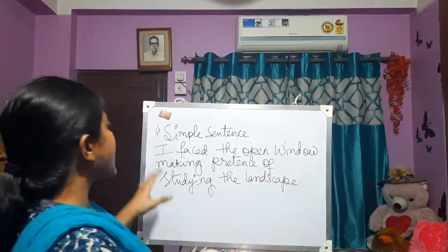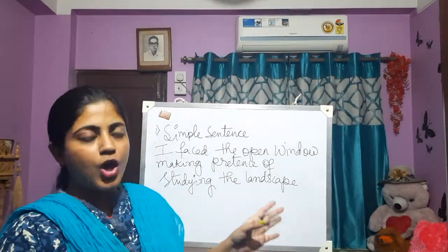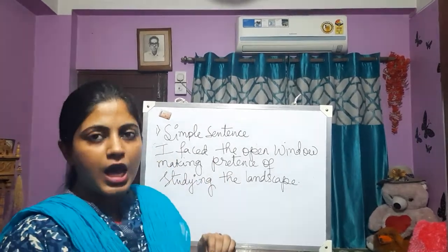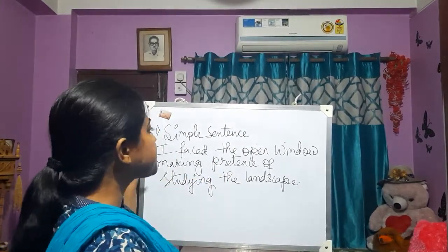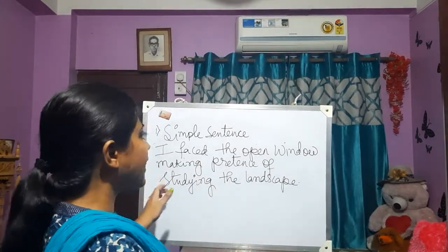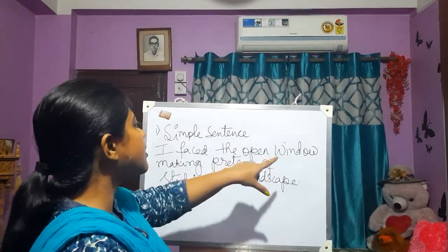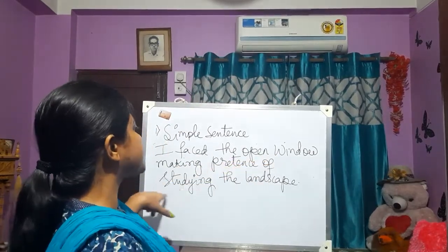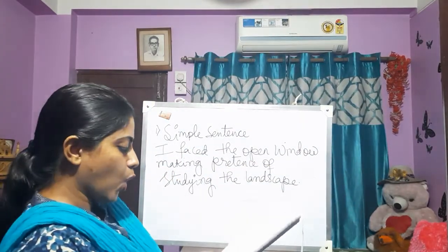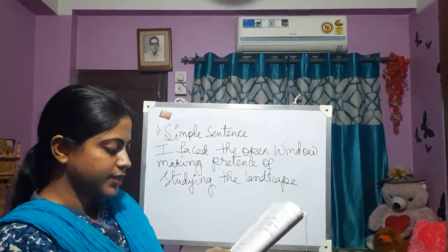Now the question is, "I faced the open window making pretense of studying the landscape." So this sentence, as you can see, is also already joined. Now how will I split the sentence? Again, see here the subject is I. "Faced the open window making pretense of studying the landscape" — this entire thing is the predicate. So I can now divide the sentence into two halves.